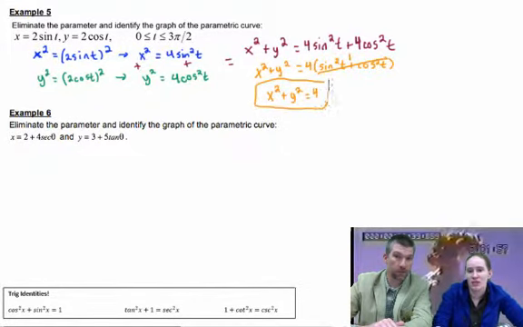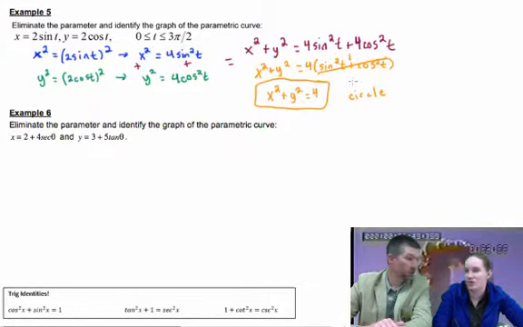I really hope that at this point in our year, we know that this is a circle, especially after the last chapter we did, the systems chapter. We graphed all kinds of circles.